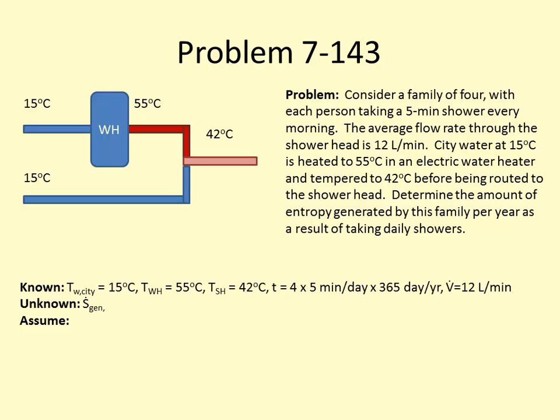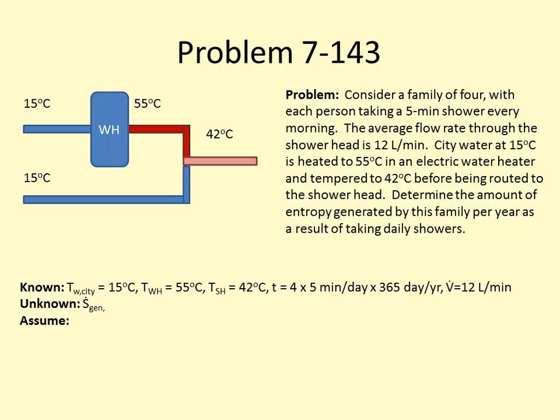A family of 4 with each person taking a 5-minute shower every morning with an average flow rate through the shower head at 12 liters per minute. If city water at 15 Celsius is heated to 55 Celsius in an electric water heater and tempered to 42 Celsius before being routed to the shower head, determine the amount of entropy generated by this family every year as a result of taking showers.